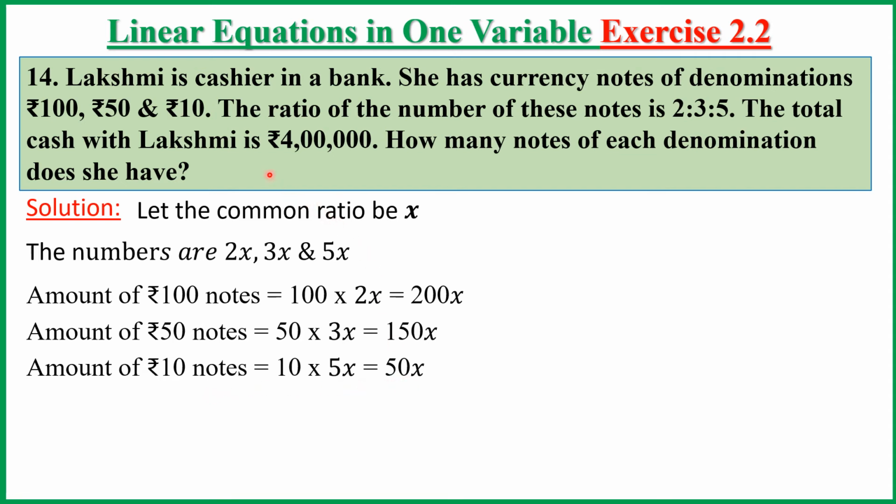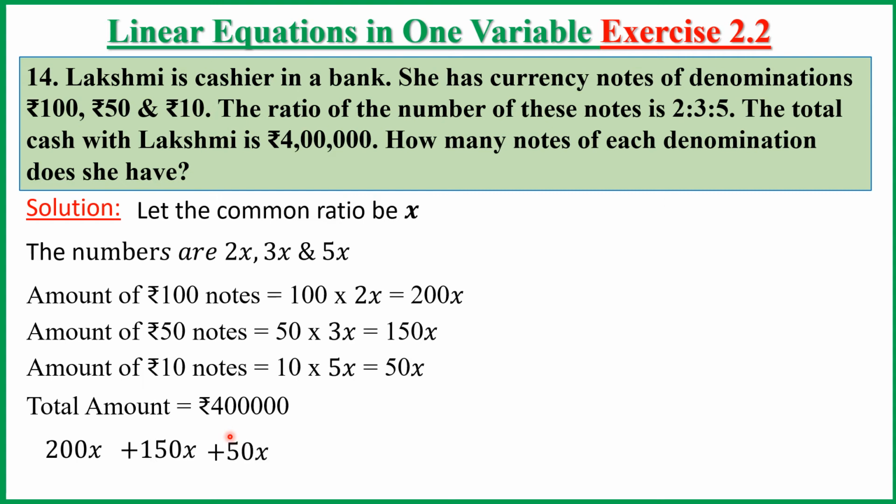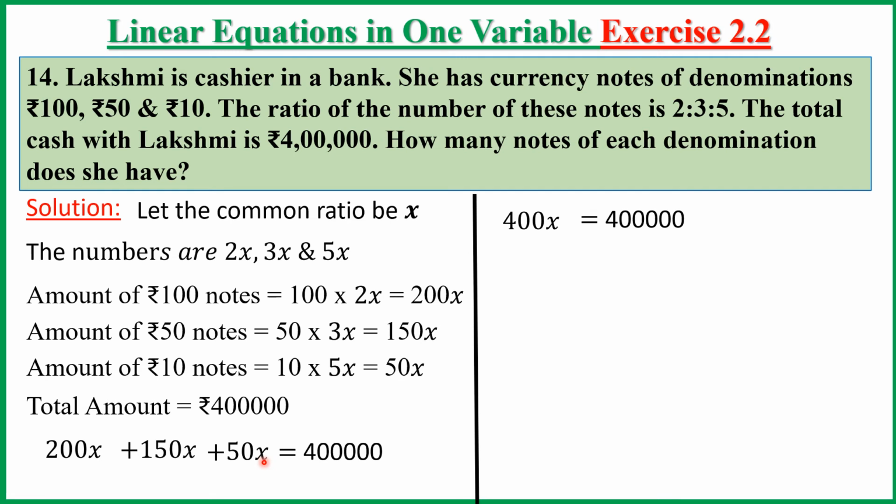Also they have given the total of 4 lakh. So total amount equals 4 lakh. If we add 200x plus 150x plus 50x, it equals 4 lakh. So 200 plus 150 plus 50 makes 400. So 400x equals 4 lakh. So 400 into x, this is multiplication. If we transpose it to the right hand side, it will become division. So x equals 4 lakh by 400.